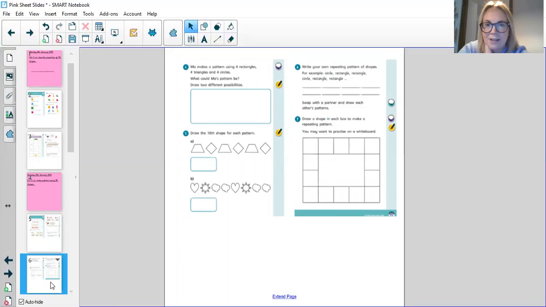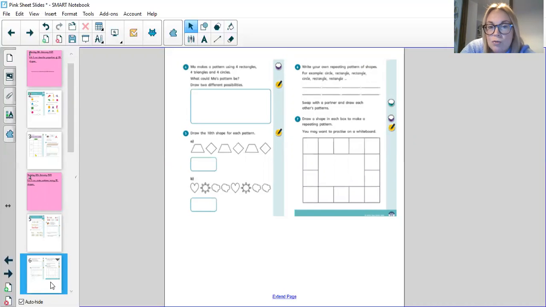So it says Mo makes a pattern using 4 rectangles, 4 triangles, and 4 circles. What could Mo's pattern be? Draw 2 different possibilities. So as long as the shapes are making a pattern, so there's a sequence, it could be, for example, 2 rectangles, 2 triangles, 2 circles, 2 rectangles, 2 triangles, 2 circles, and so on to use up your 4 rectangles, 4 triangles, and 4 circles. Okay, so as long as you're making that pattern, that sequence, a repeating pattern, that's fine. So we want 2 different possibilities.